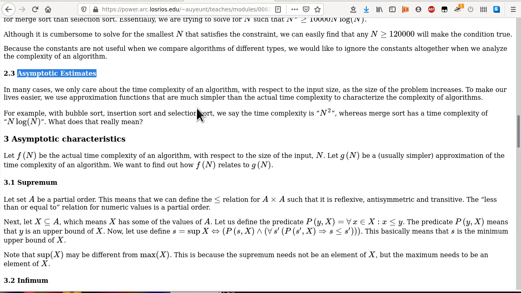That's basically saying we're looking at the behavior of an algorithm as the size of the problem gets bigger and bigger and bigger. So that is basically an estimate of the behavior of the algorithm. We are no longer looking at the exact time. We are now looking at a trend of the time complexity.